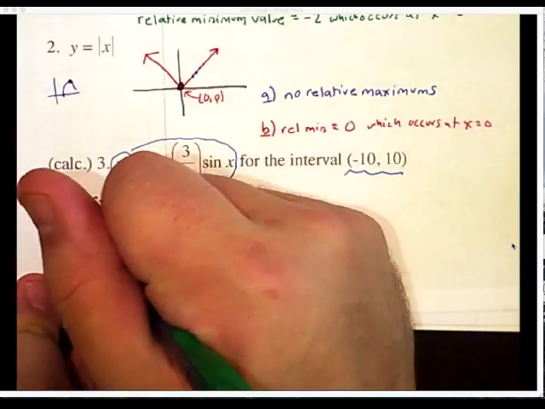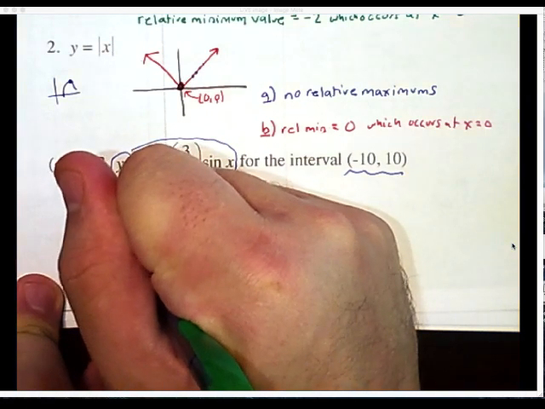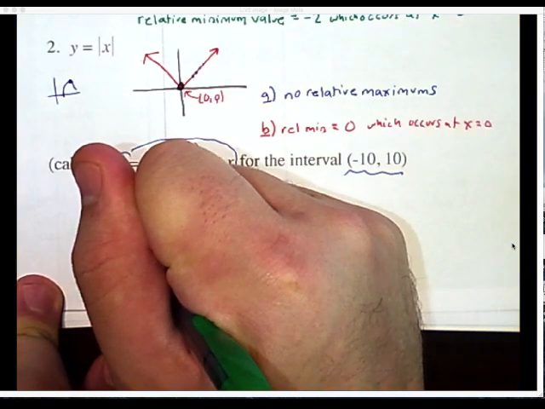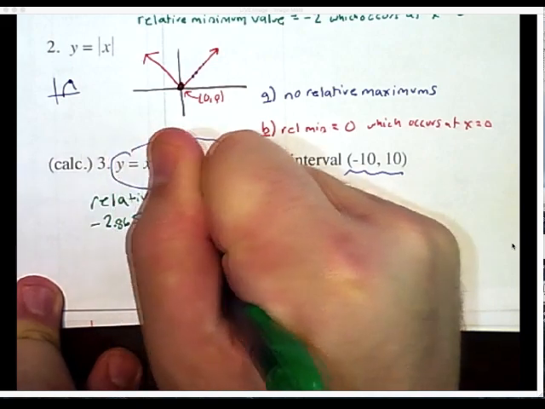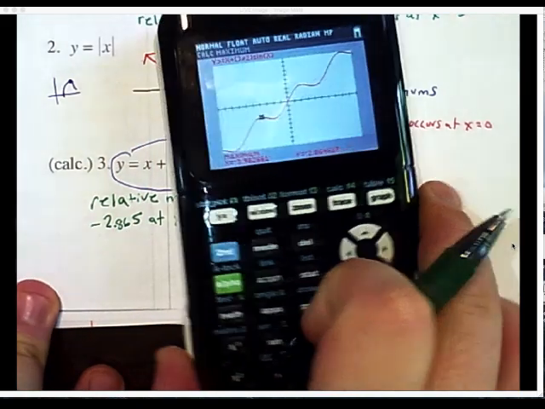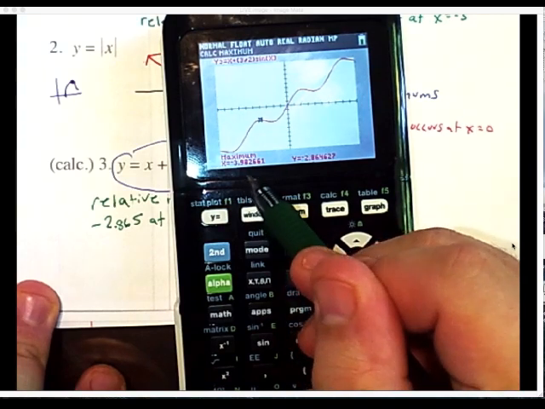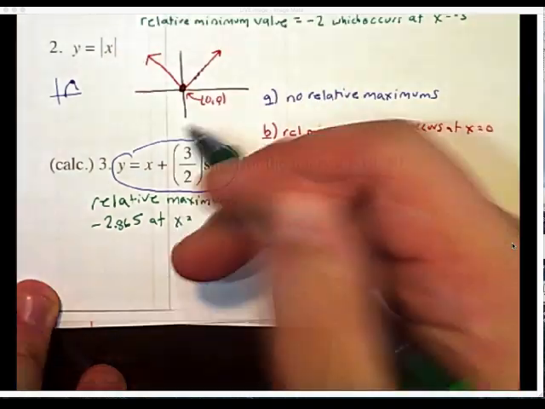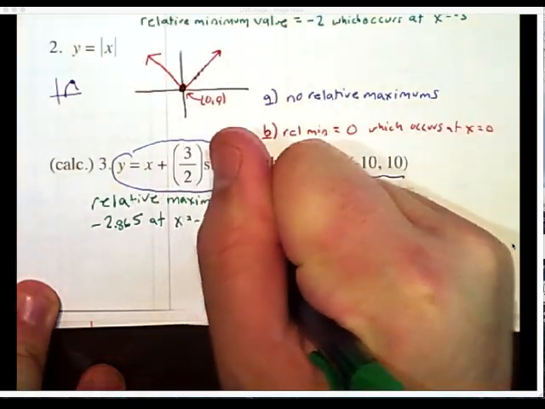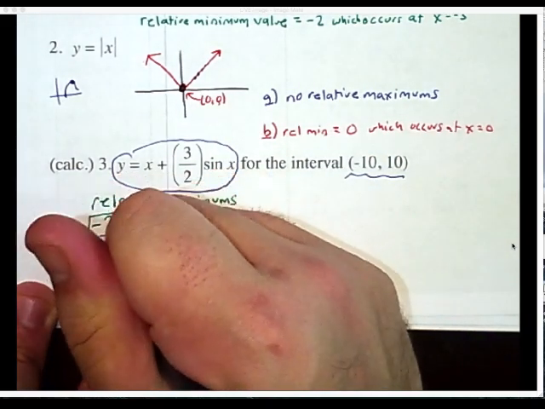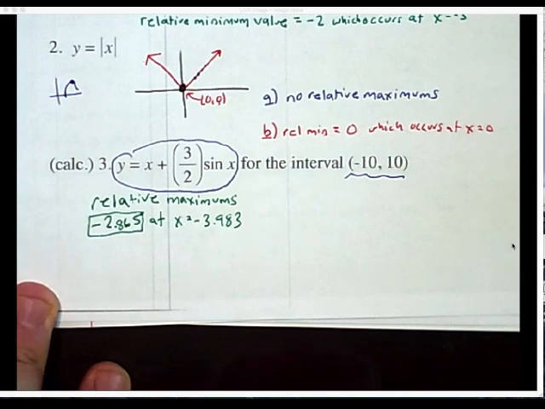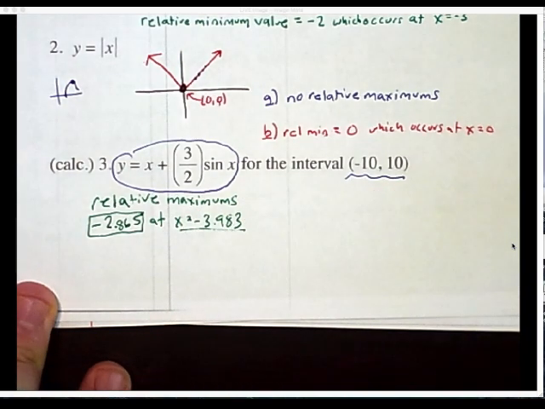Okay, so the first relative maximum has a y value of -2.865 if I round, at an x value of -3.983. So the y value is the actual value of the maximum, and it occurs there.